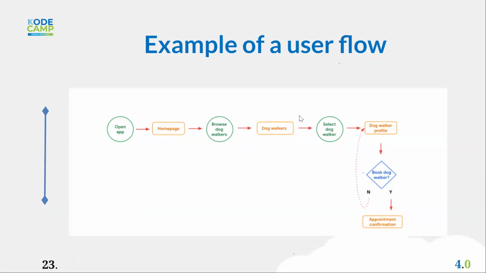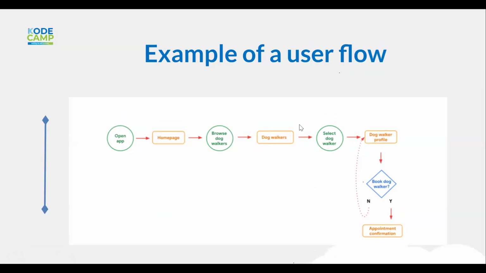Please, what does the diamond shape represent? If the other one represents action, which is the circle, and the rectangle represents the display, I didn't get that, please. Okay, so the diamond shape represents decision. So at this point, you have to make a decision.